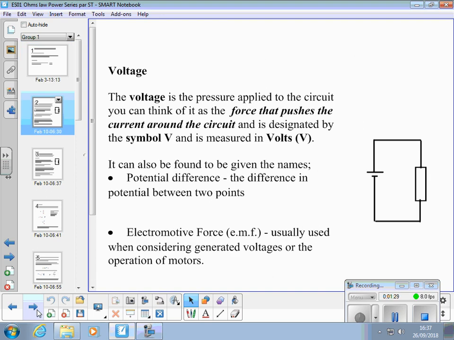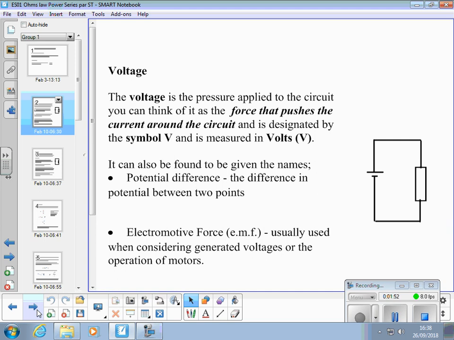Start from the very beginning, and I do come in quite low because sometimes people come on a course that really have done very little electrically before they come on this course. So voltage, it's the pressure applied to the circuit. Think of it as the force that pushes the current around the circuit.